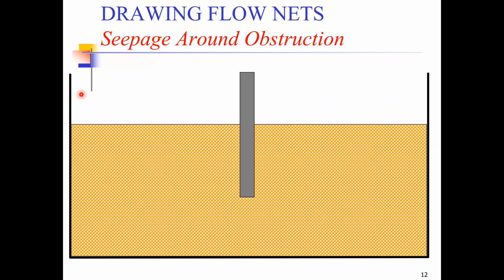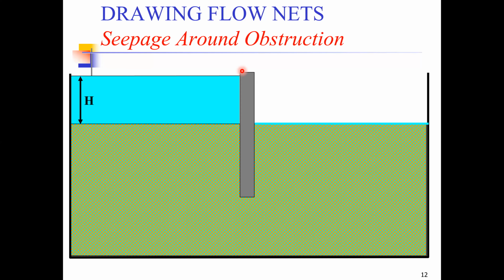Let's look at a similar example once again. So we have a tank which is filled with soil. There is an obstruction in the middle. There is water on the upstream side, and because of this water, the water has seeped through the soil and come out on the downstream end. So how can we draw the flow lines and equipotential lines?